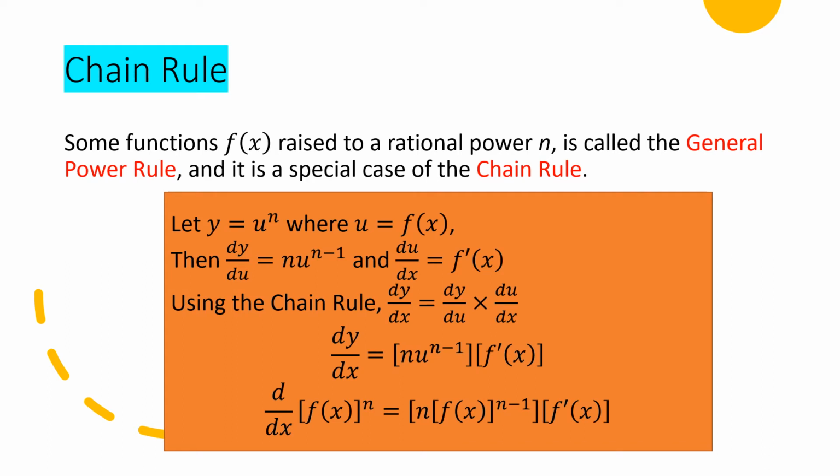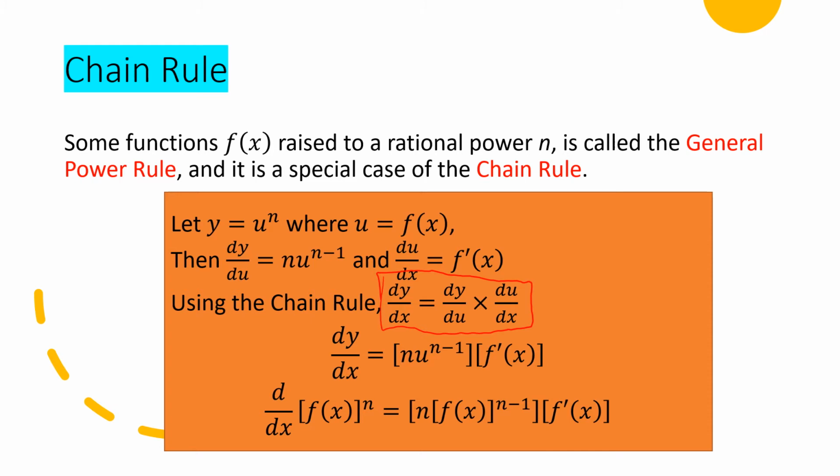Let y equals u power of n, where u equals f(x). Then dy/du equals n u power of n minus 1, and du/dx equals f prime x. By using the chain rule, dy/dx equals dy/du times du/dx.